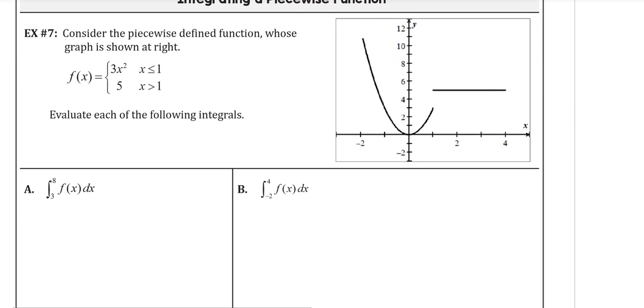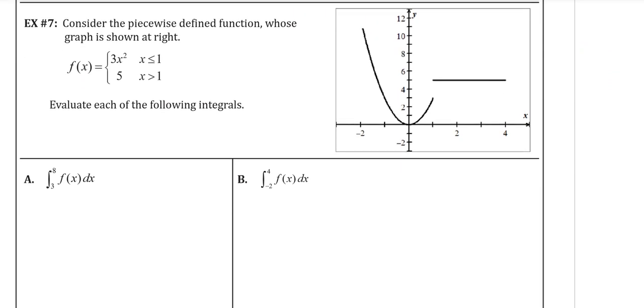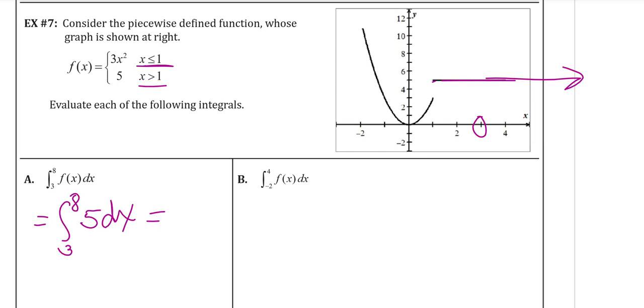Okay, so let's finish this section up with some piecewise functions. So we have a piecewise function that's made with part of a parabola when we're less than or equal to 1, and then we have a horizontal constant function when we're greater than 1. So you want to look at your limits of integration. So we are going from 3 to 8. So that would be out this way. So we are going to use this part, the constant part of the function, to find the integral. So this becomes 5x evaluated from 3 to 8, which becomes 40 minus 15.